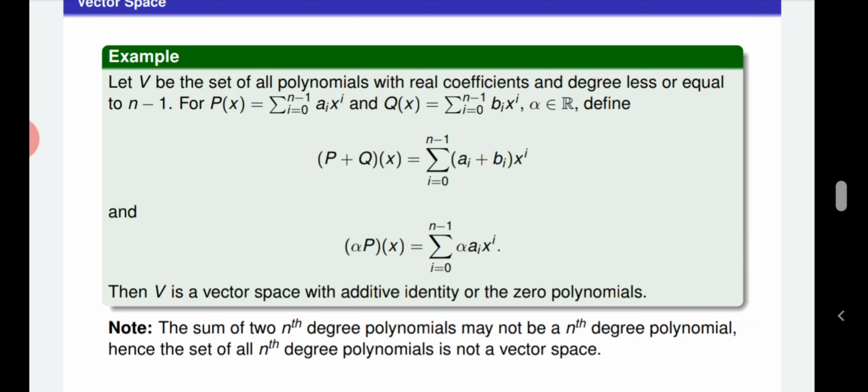We have to notice the remark: the sum of two nth degree polynomials may not be an nth degree polynomial, hence the set of all nth degree polynomials is not a vector space. We remark this because in the above example we say that V is a vector space with additive identity, the zero polynomial.